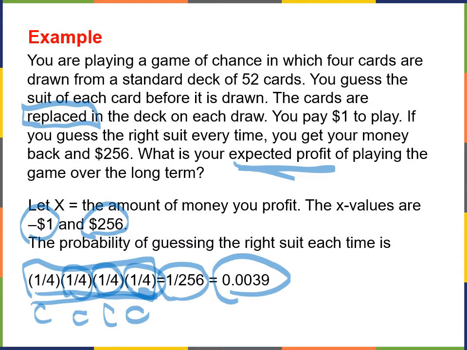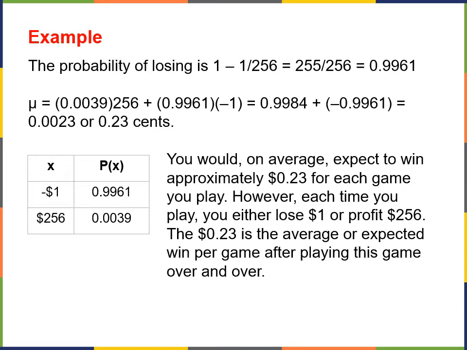4 cards drawn from a deck of cards. You guess the right suit every single time, 4 times in a row. So now let's construct a probability distribution for this discrete random variable. So our outcomes are we lose $1, so minus $1, or we gain $256. We know the probability that we're going to be right is 0.0039. That's the probability that we're going to actually win $256. The probability that we're going to lose would basically be the probability that we mess up. Well, that should be the opposite of winning, and we know the total probabilities have to equal 1, so if there's only one other outcome, this other outcome is pretty easy to find the probability for.